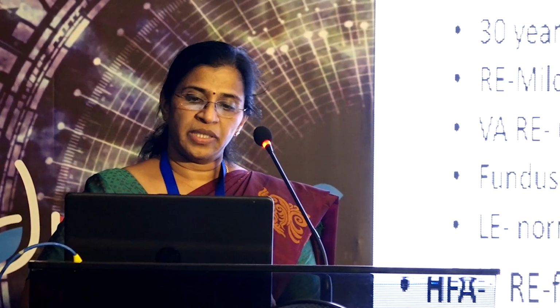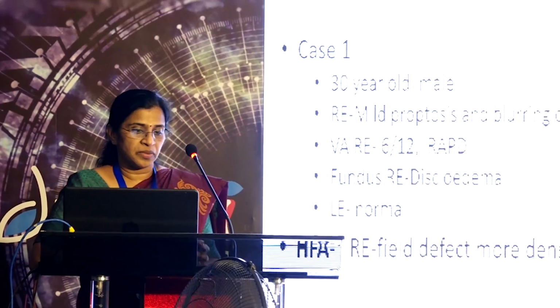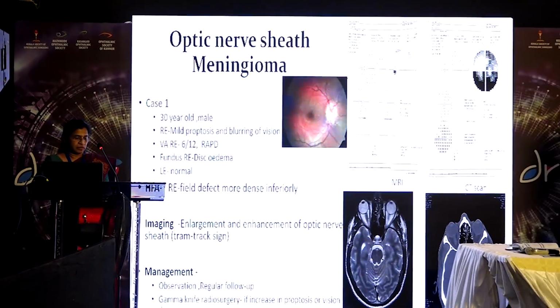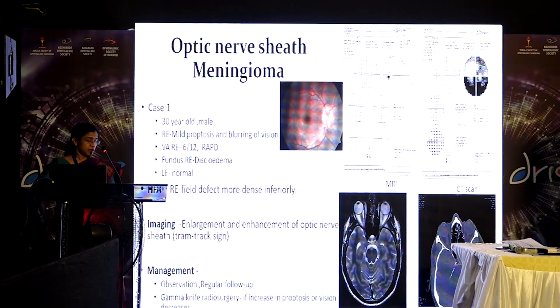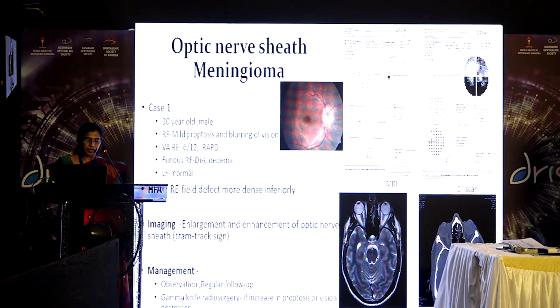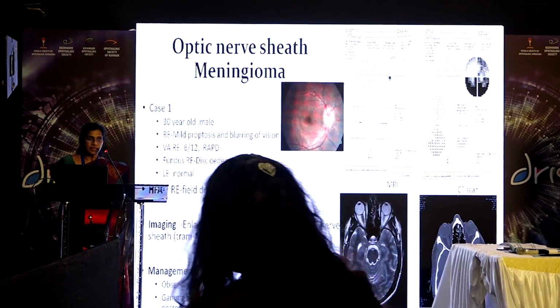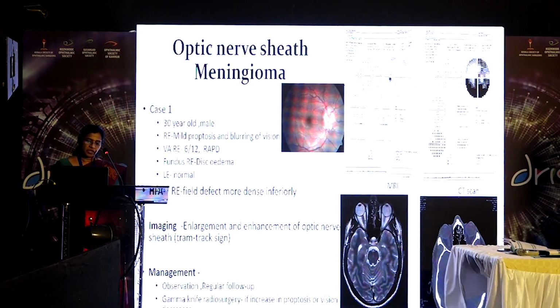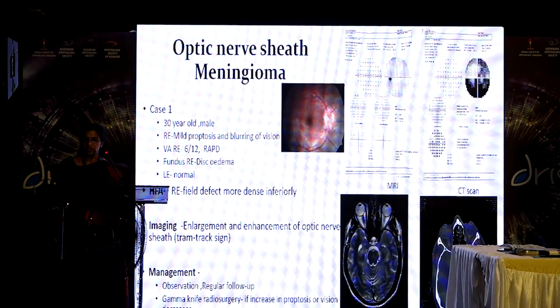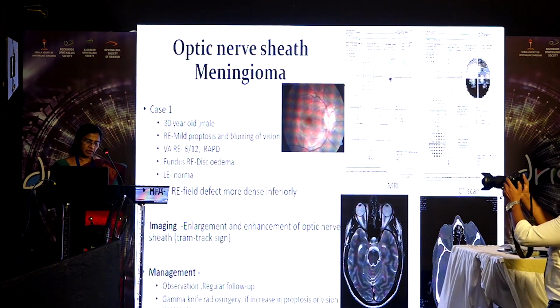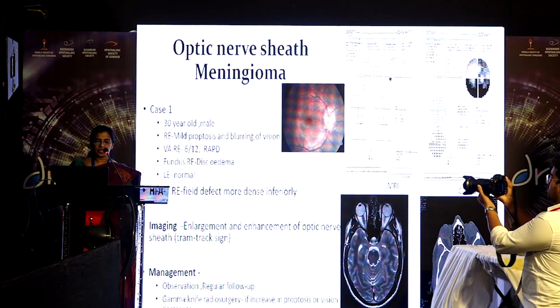So here, a 30-year-old male presented with mild proptosis and blurring of vision, and his visual acuity was 6/12. There was RAPD, and fundus examination showed disc edema, and the left eye was normal, and the field showed an inferior altitudinal defect. In imaging we can see there is enlargement of and a lesion around the optic nerve, and in the CT scan there is tram-tracking, which is suggestive of meningioma. Since he has useful vision, he was kept under observation. He did not opt for any intervention at that time.